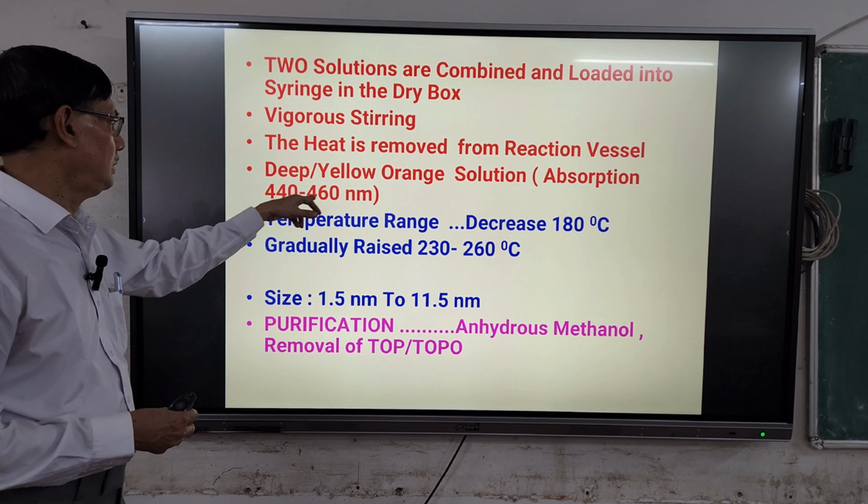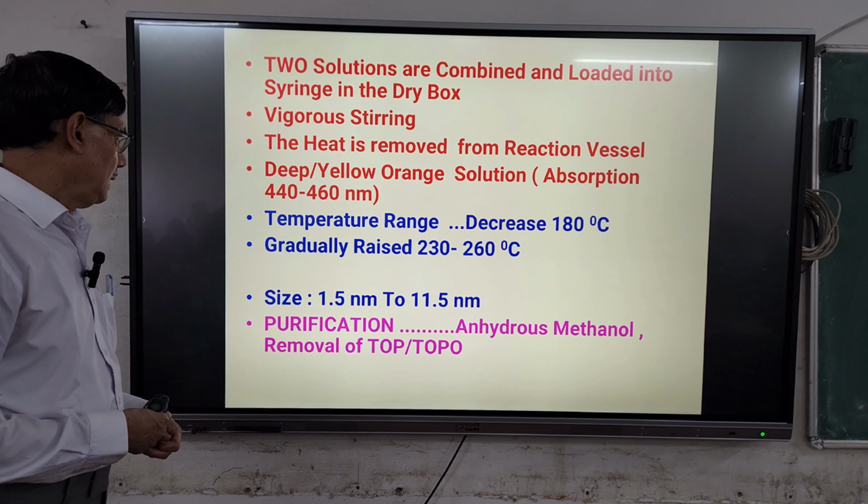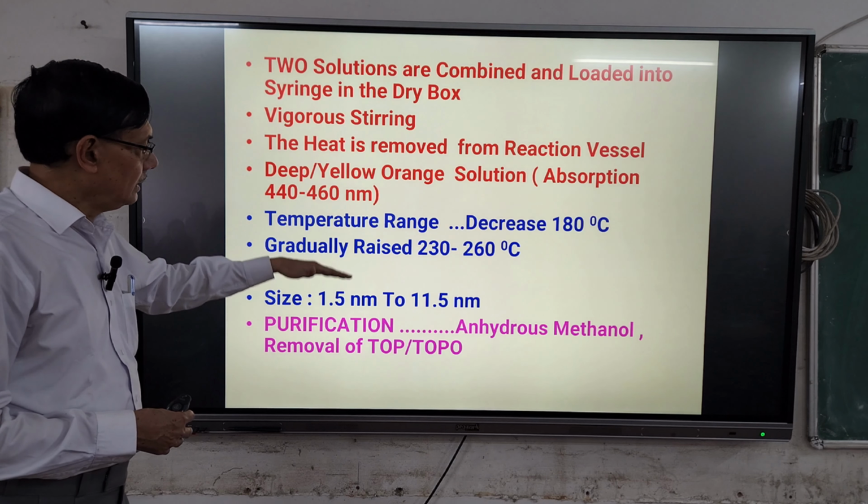Absorption is at 440 to 460 nanometers, and then we gradually raise the temperature.